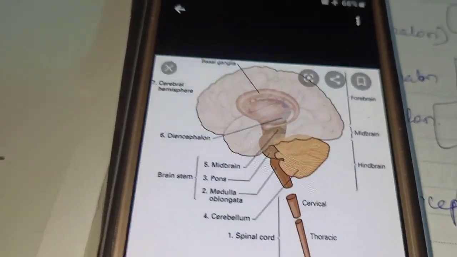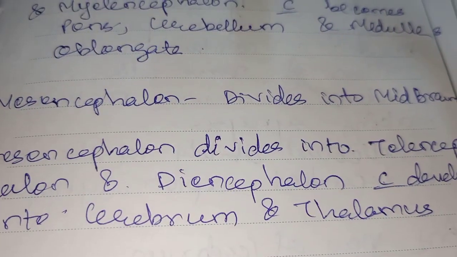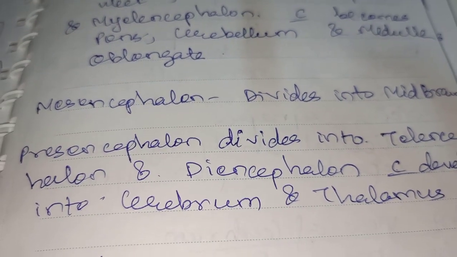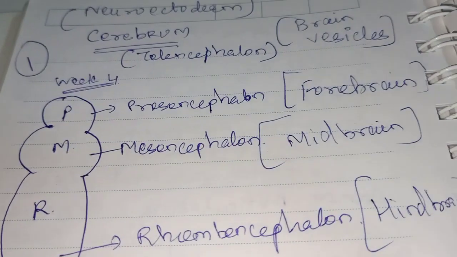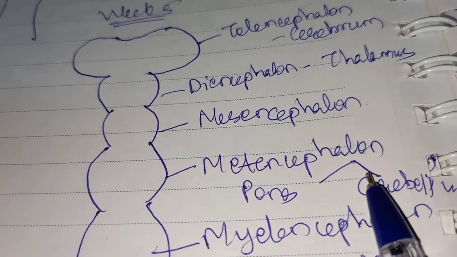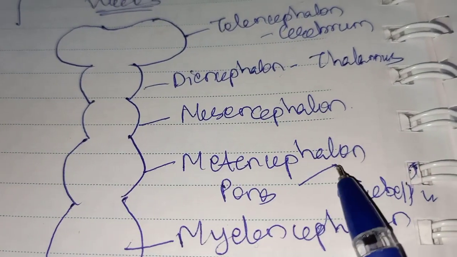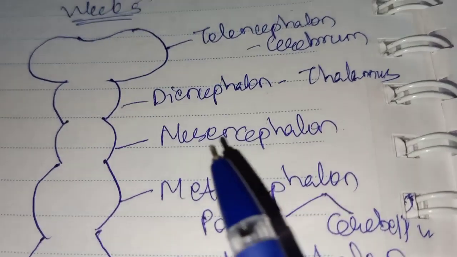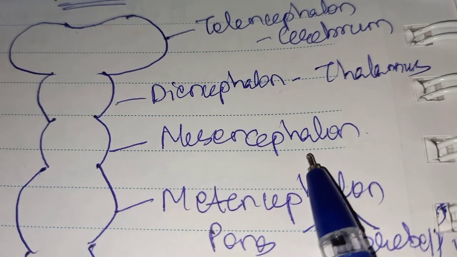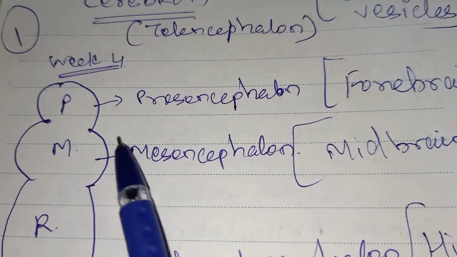Clear? So mesencephalon develops into midbrain. Now prosencephalon. So we have talked about rhombencephalon. It divides into metencephalon and myelencephalon. Myelencephalon develops into medulla oblongata. Metencephalon develops into pons and cerebellum. Mesencephalon develops into midbrain. Okay. And prosencephalon, the forebrain.